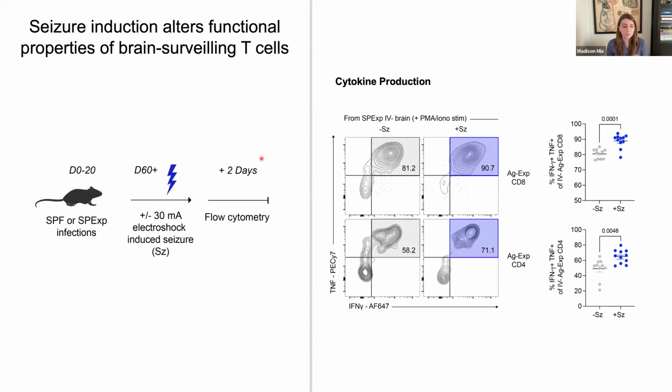However, we did start to see some differences in functionality. So what we did is we looked at our antigen-experienced CD8s and CD4s with and without a seizure. And what I hope you can appreciate is that there is sort of a pushing of a ceiling effect in terms of the ability of these cells to produce cytokine, where we're seeing an increased frequency of interferon gamma and TNF producing IV negative CD8s and CD4s.